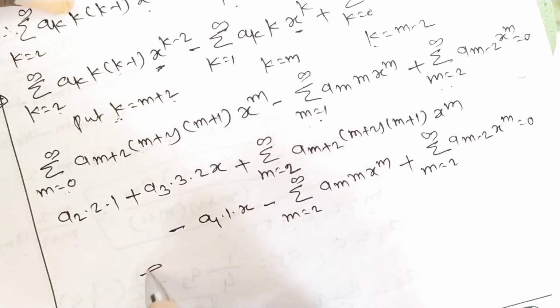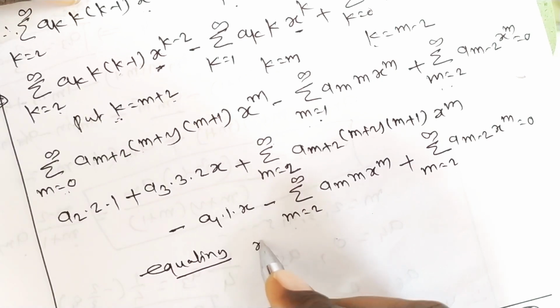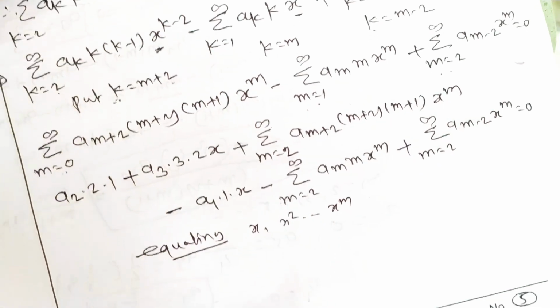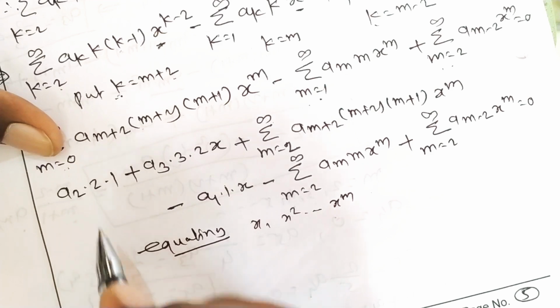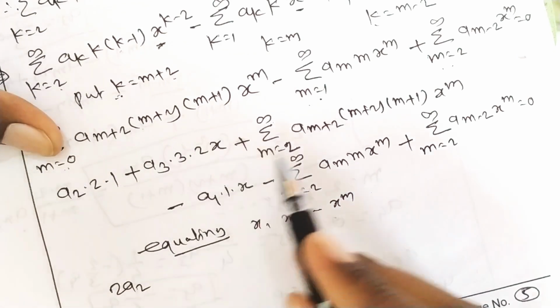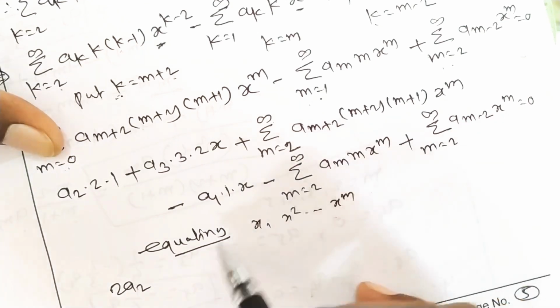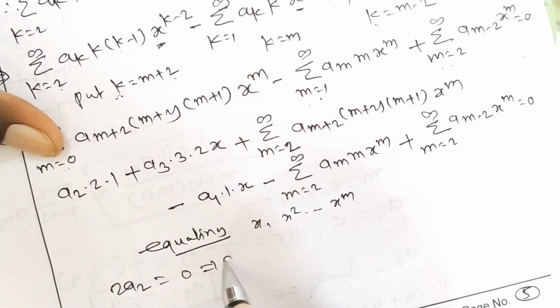Now equating the coefficient of constant term, then x square up to so on x raised to m from LHS and RHS. So what is the constant term in LHS? Here 2a2, again, no more terms are there in LHS, so only 2a2. In RHS constant term is 0, so 2a2 equal to 0 implies a2 equal to 0.